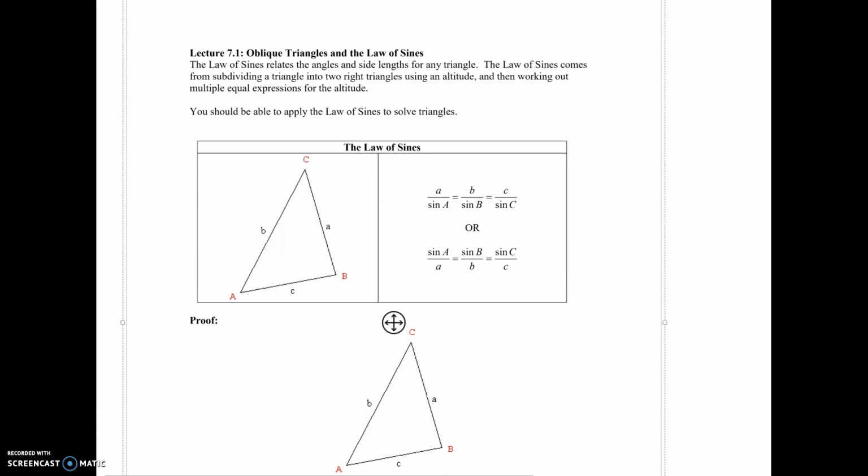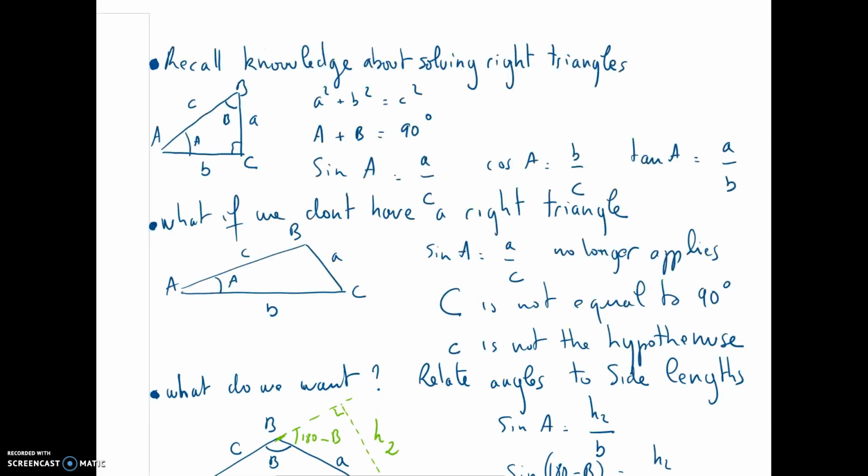So I'm going to write on the side some knowledge about solving right triangles, and then I will get back to you. All right, guys, so I just wrote very quickly, and I would like you to take these notes also. First of all, I recall the knowledge about solving right triangles: the Pythagorean theorem, the fact that the angle A plus the angle B equals 90 degrees, and in a right triangle, the expression of the sine of the angle A, the cosine, and the tangent of the angle A.